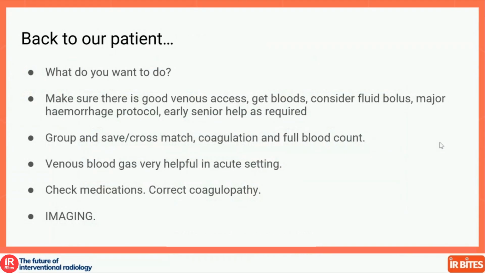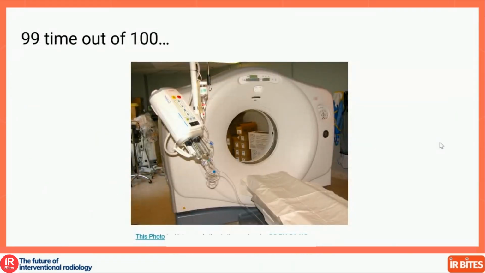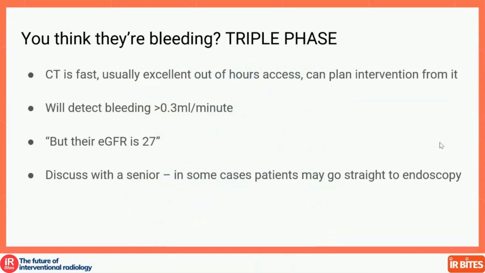And then we get to imaging, okay? So consider imaging. And 99 times out of 100, when you think a patient has a GI bleed, you're going to get a CT scan, okay? It's fast. Most places have excellent out-of-hours access to CT now. And from an IR perspective, it's actually really important because we can plan our intervention from it as well. We can see any atherosclerotic disease. We can see any anatomical variants, because vascular anatomical variants are really quite common. And it's pretty sensitive as well.